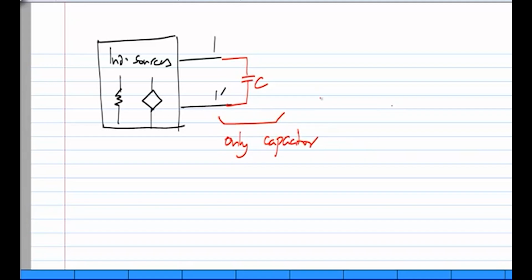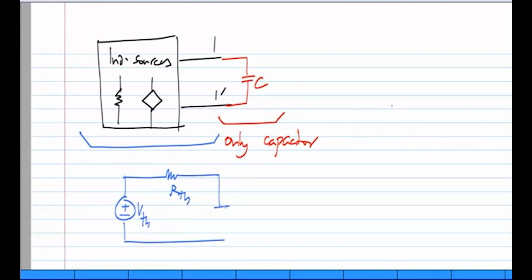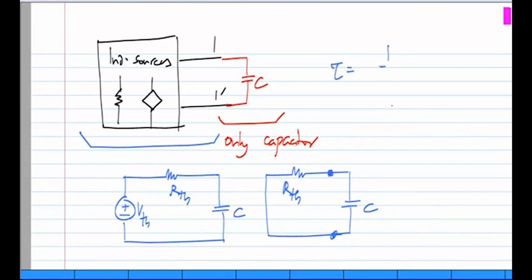In that case, this circuit will be at most of first order, and the rest of this can be represented by a voltage source VTh in series with RTh, and we have our capacitor C. Then the time constant of this is found by setting the independent sources to 0, which short circuits this voltage source, and we have this C, and you have to find the resistance across C, and that is equal to RTh. So the time constant is RTh times C.